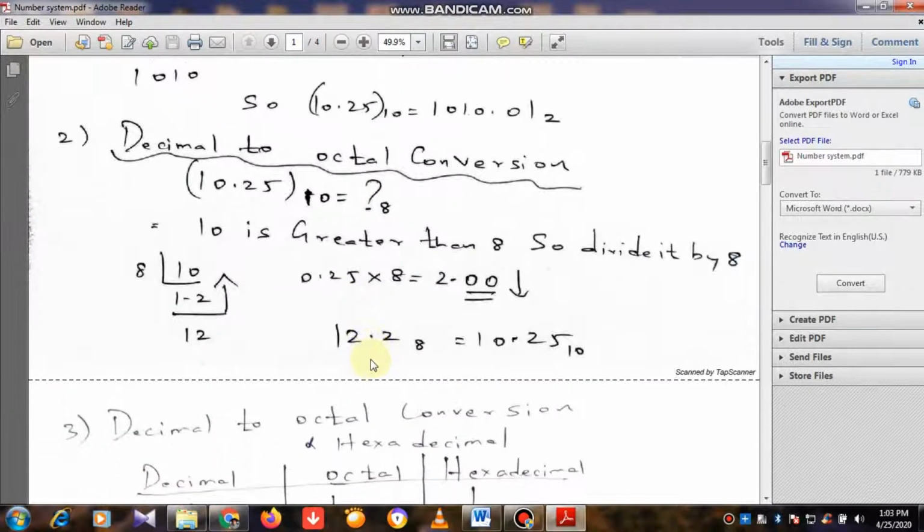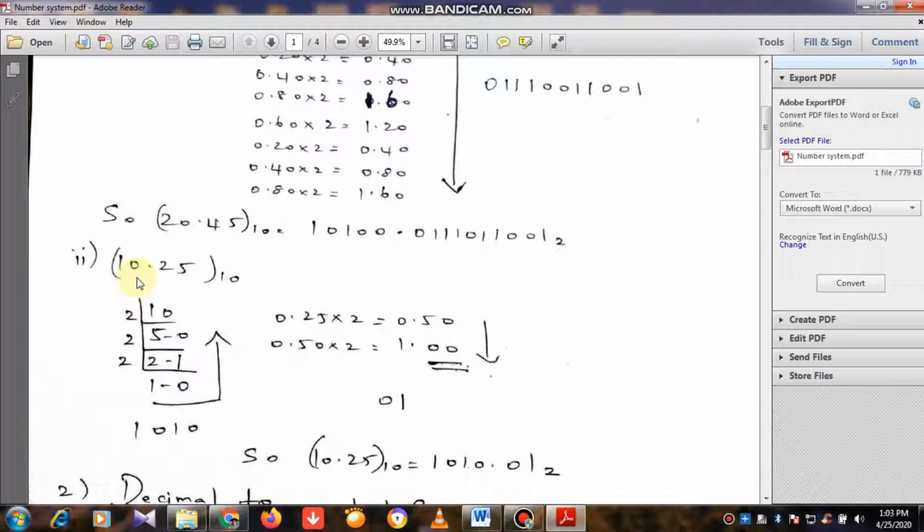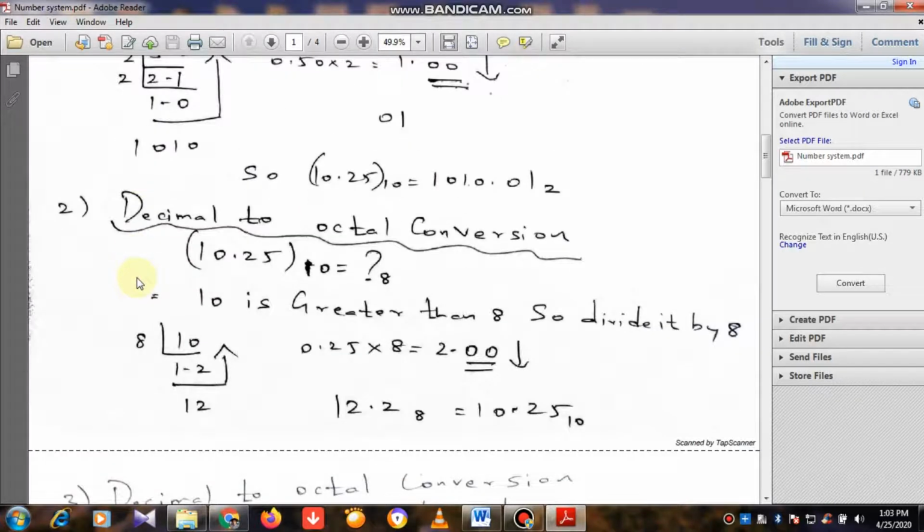Next is decimal to octal conversion. Here 10.25 is the given decimal number and you have to convert it into octal. The base is 8. 10 is greater than 8, so divide by 8. In the above example, you divided by 2 because you were converting to binary. Here you are going to convert it into octal. You know the base of octal is 8, so you divide by 8. You get 1 and the remainder is 2. 1 is lesser than 8, so I stop here and write from bottom to top: 12. 12 is the corresponding octal number for the given decimal number 10.